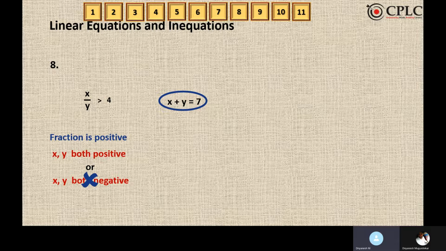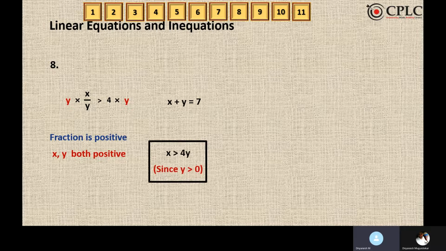So after that step, the natural transition is that y, which is in the denominator on the left side, will go to the right side and multiply with 4. And because we have said that y is positive, and if you remember the inequation rule, folks, whenever you multiply or divide by a positive value, the sign of the inequation doesn't change. It remains the same. Whenever you multiply or divide by a negative number, only then does the sign of the inequation change. Whenever you multiply with a positive number, the sign doesn't change. It remains the same. That was the rule.